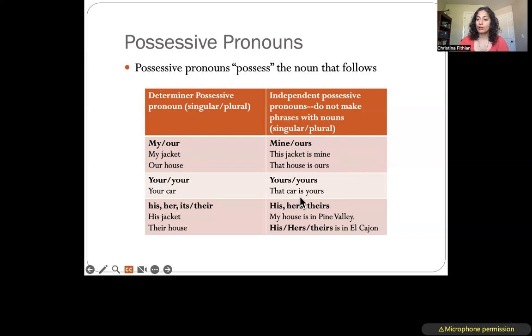Same thing with that car is yours. There's no noun that follows yours, so yours is the noun itself. My house is in Pine Valley. Hers, or his, or theirs is in El Cajon. Okay, so here again we see the independent possessive pronoun, and this time it's in the subject position of the sentence. But we know subjects can only be nouns and noun phrases. So his or hers or theirs has to be a noun phrase.